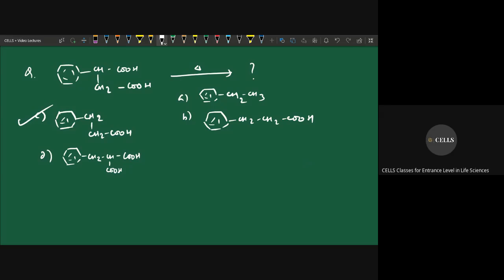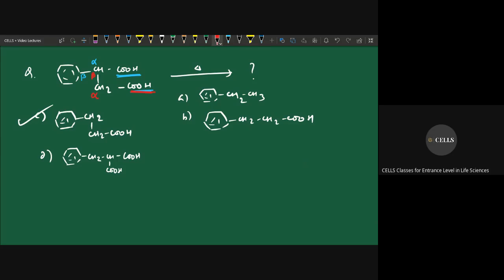The answer will be C. Why? Because see this very carefully. This is the carboxylic acid. For this functional group, this is the alpha carbon and this is the beta carbon. Whereas for this functional group, this is the alpha carbon and this is the beta carbon for this case.